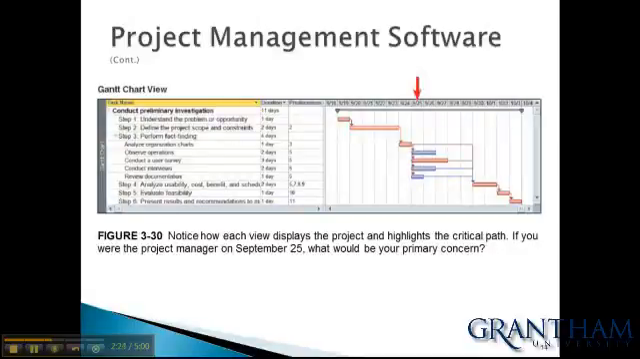This just shows you an example of what a Gantt chart view looks like. Notice how each view displays the project and highlights the critical path. If you were the project manager on September the 25th, what do you think your primary concern would be?